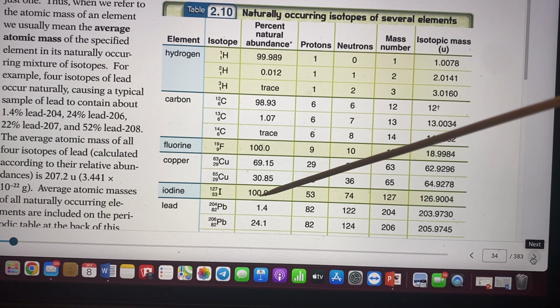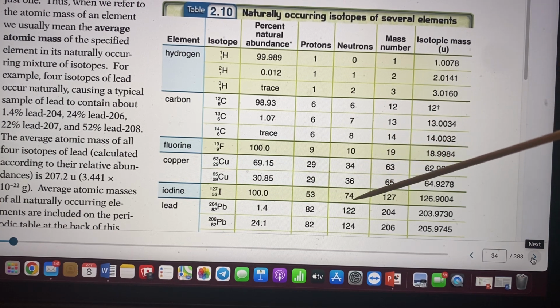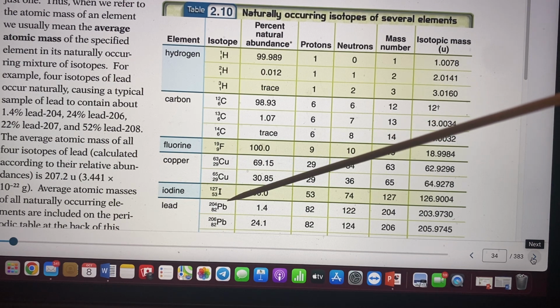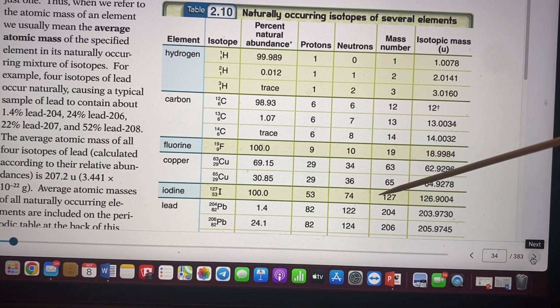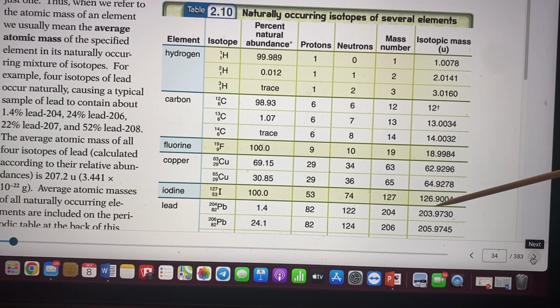Iodine, 100% of iodine is this, so we have 53 protons, 127 minus 53, 74 neutrons. We have 127 here, and you see the isotope unit number is 126.9004. It's either a little bit less or a little bit more, depending on the weight. So this is how they found the weight.